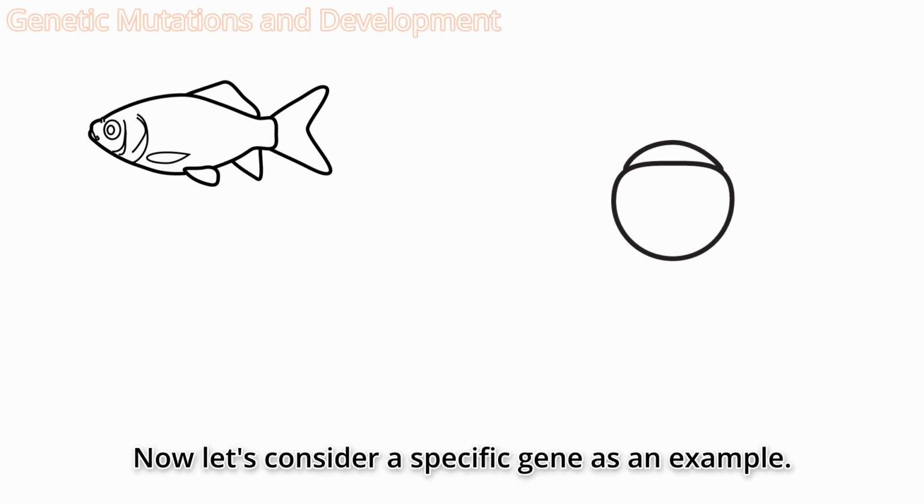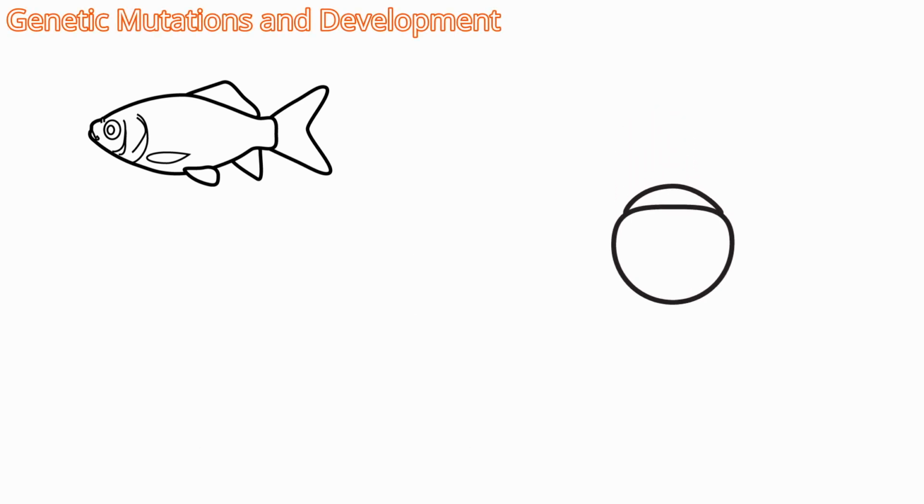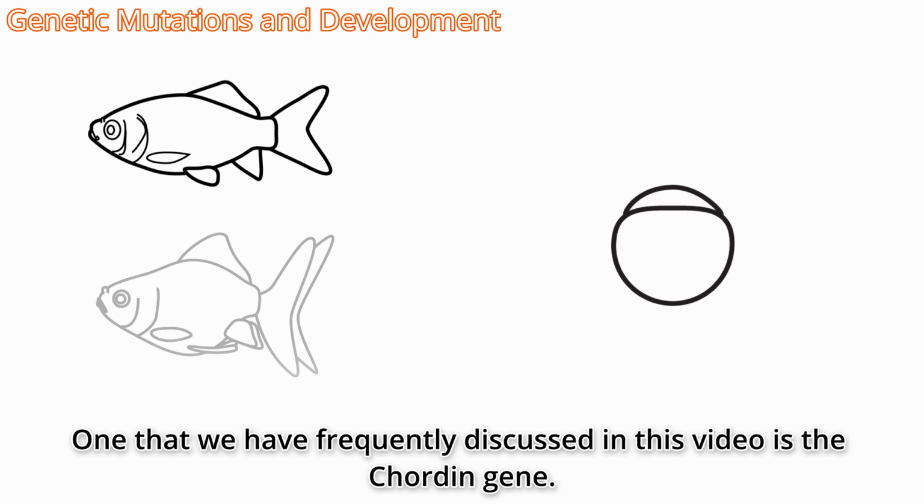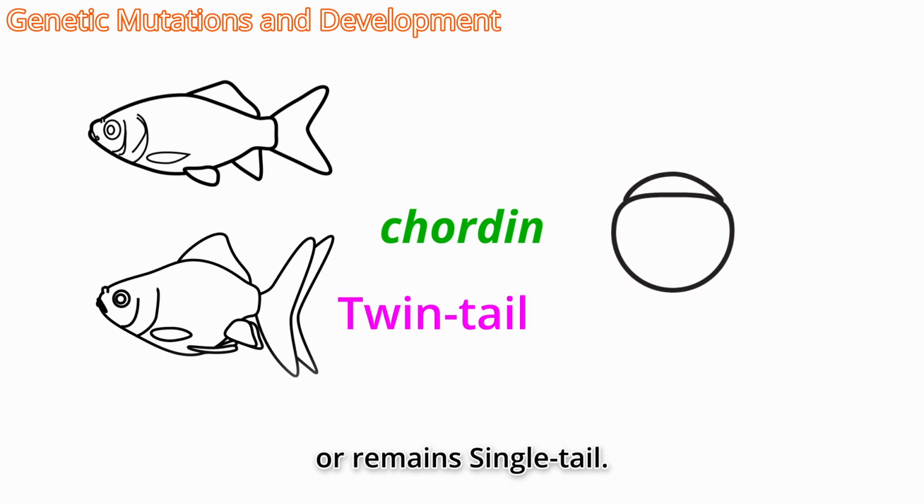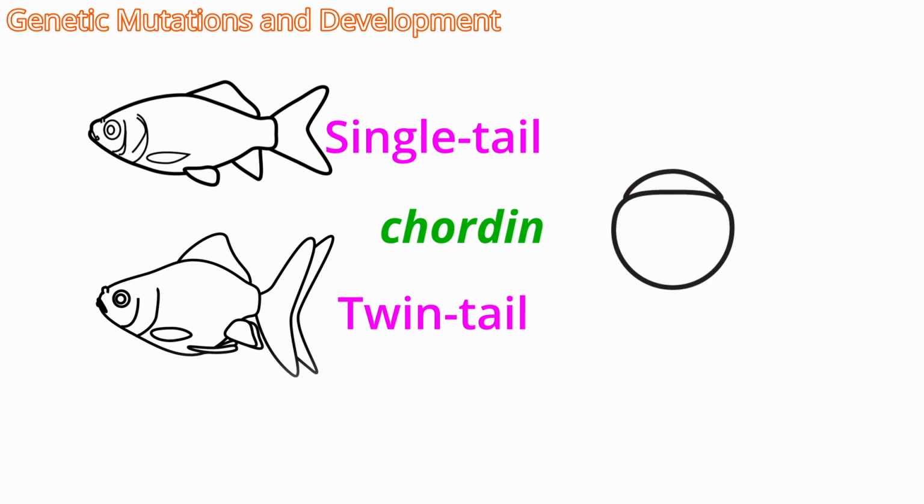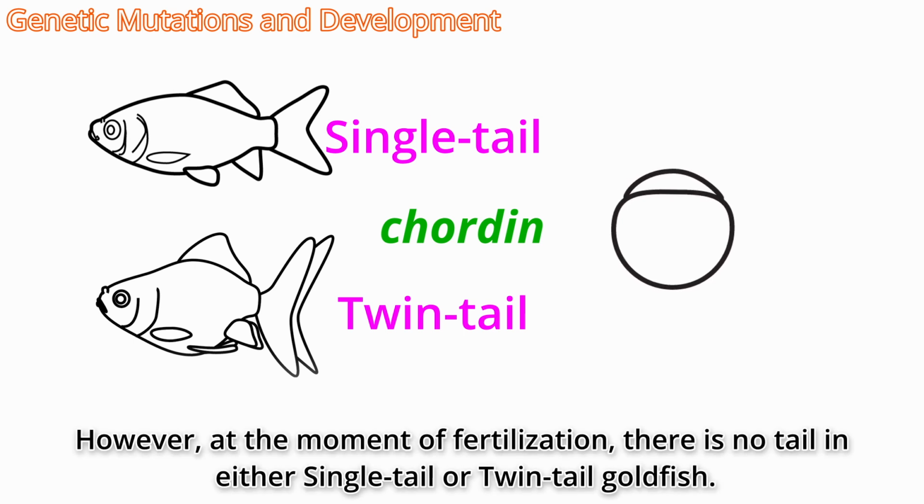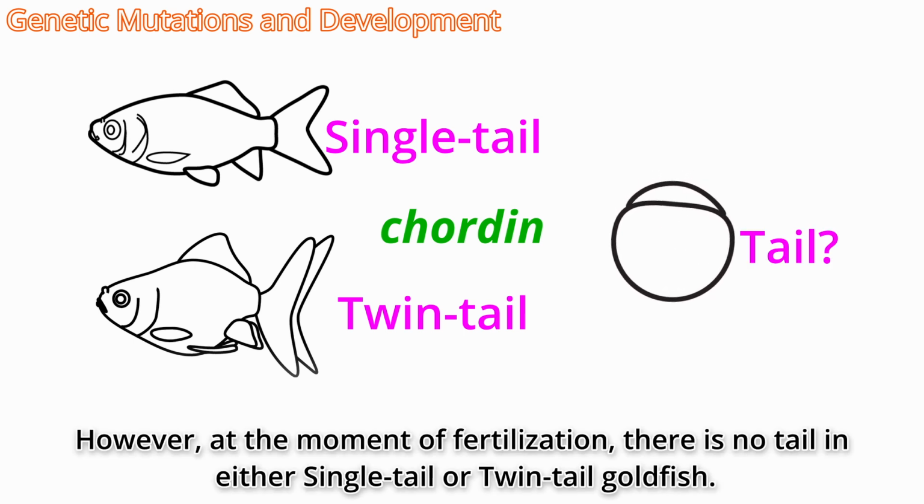Now let's consider a specific gene as an example. One that we have frequently discussed in this video is the coding gene. Whether or not this gene undergoes a mutation determines whether a goldfish develops a twin tail or remains single tail. However, at the moment of fertilization, there is no tail in either single tail or twin tail goldfish.